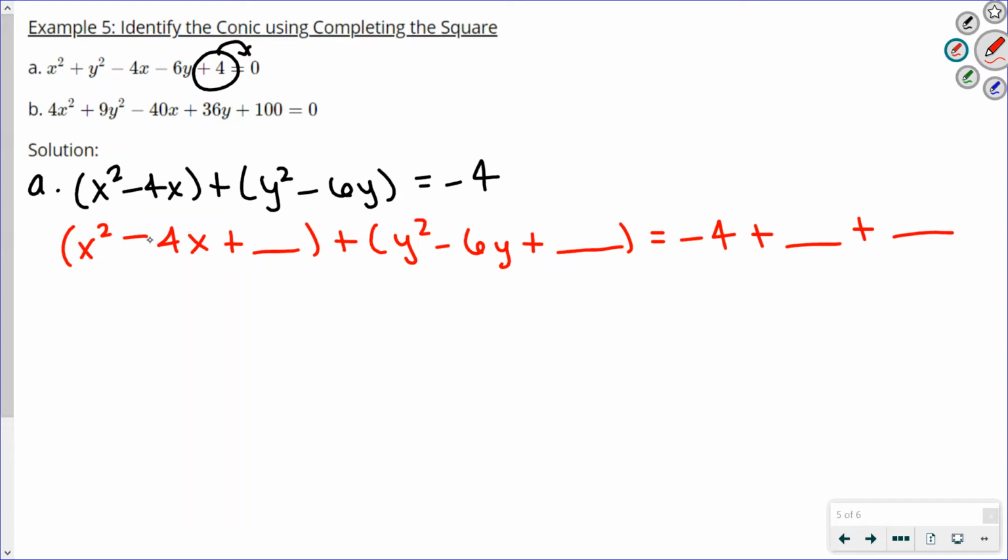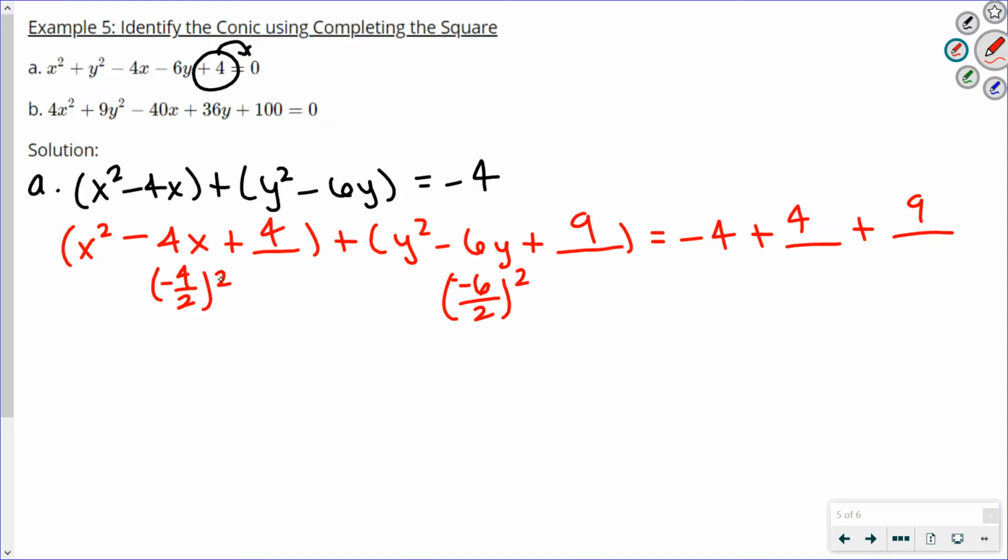So let's take this negative 4, divide it by 2 and then square it. Negative 4 divided by 2 is negative 2, squared will give me positive 4. We're going to take this negative 6, divide by 2 and square it. Negative 6 divided by 2 is negative 3. Negative 3 squared is 9.